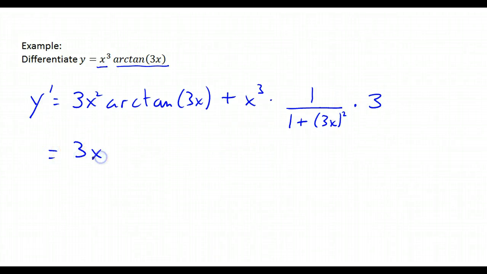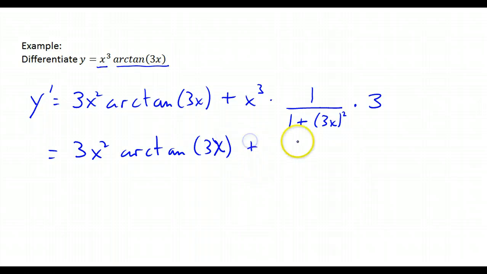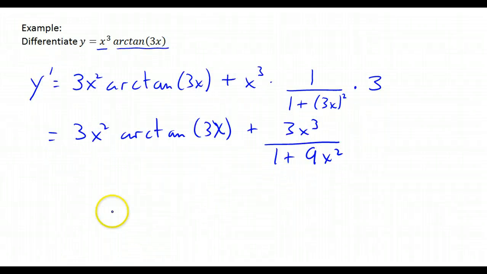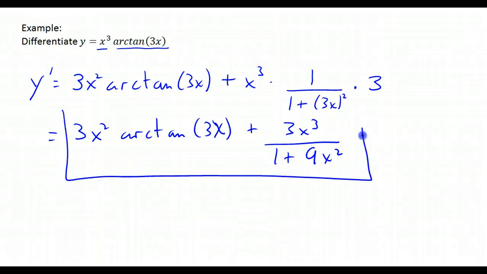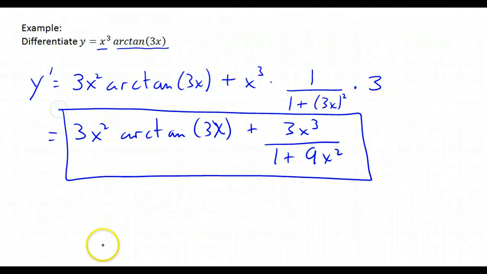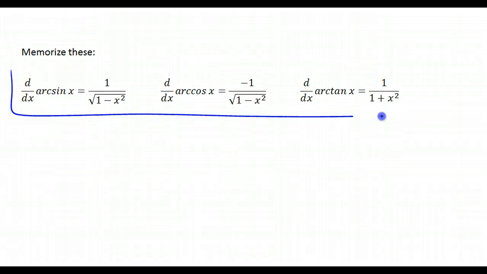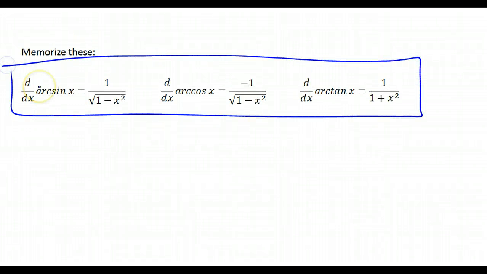So this is 3x squared arctan of 3x plus 3x cubed over 1 plus 9x squared. And that's as far as we can take it. So that's going to be our answer. That is the derivative of x cubed arctan of 3x. So remember, memorize these three formulas right here because we're going to be using them a lot when we're taking derivatives of inverse trig functions.